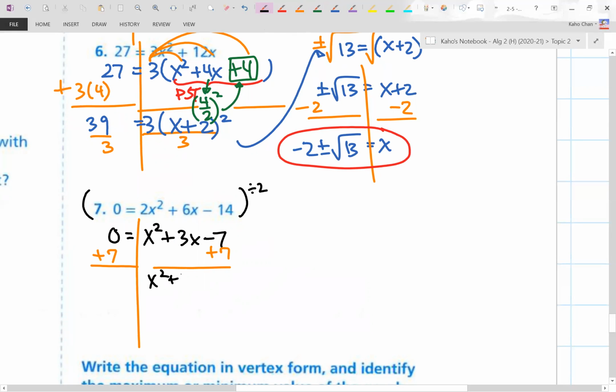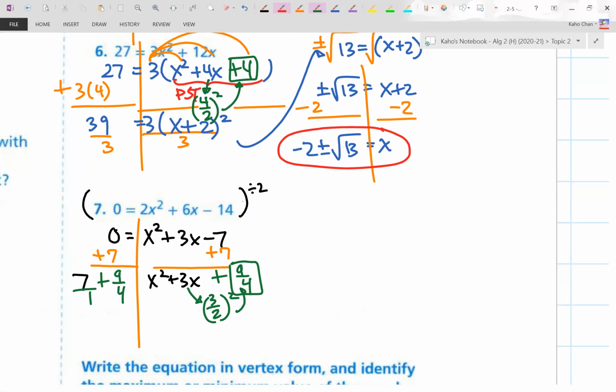X squared plus 3x. Let's take half of 3 and square it. Ouch. That gives me 9/4. Sounds familiar. I got to balance it with the 9/4 on the other side. That looks very familiar, doesn't it? We create a PST when we complete the square there. That gives me x plus 3/2 squared.